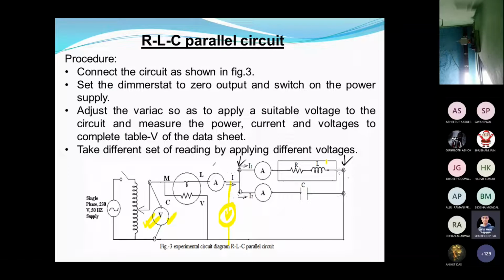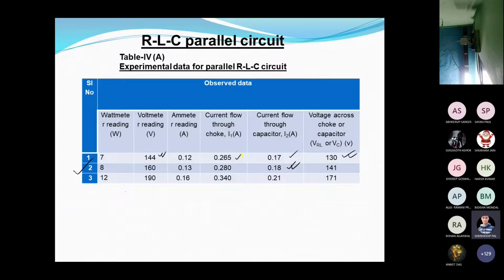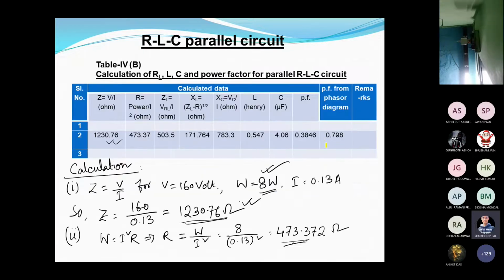So here, what will be required? Additional currents I1 and I2 will be required. For that we have to connect an ammeter, and the rest is the same as it is. We have to measure the voltmeter reading, wattmeter reading, ammeter reading, the current across this RL circuit, and the current through the capacitor circuit. Okay, the voltage across the choke and RL is the same because they are in parallel.